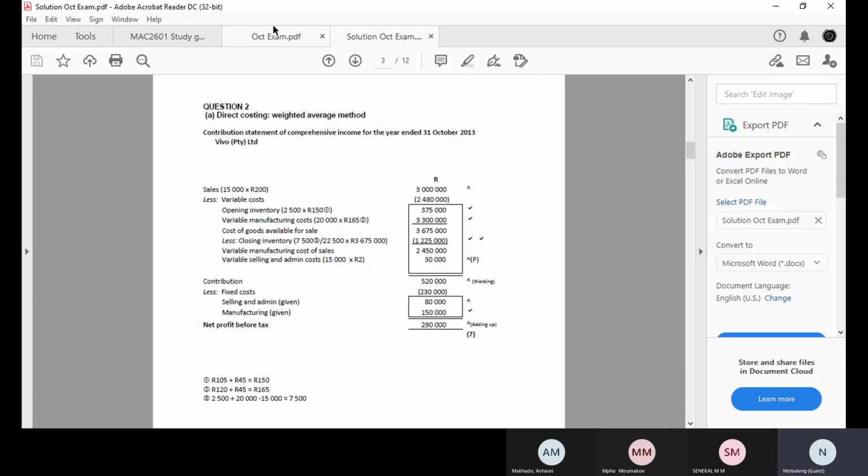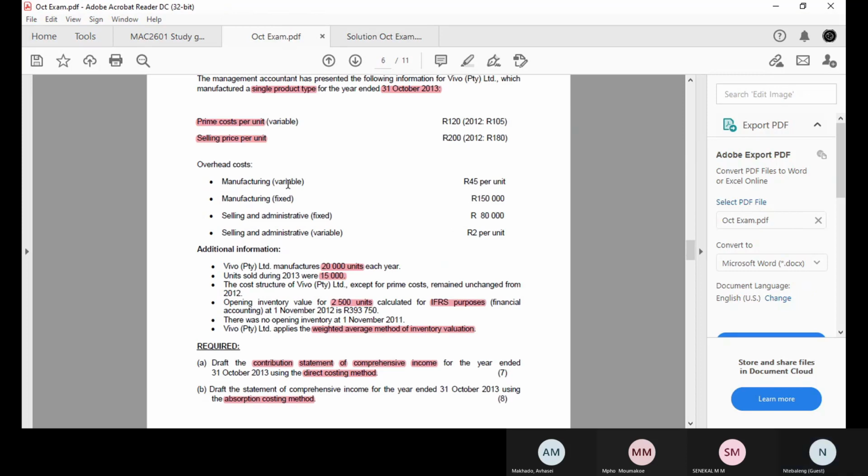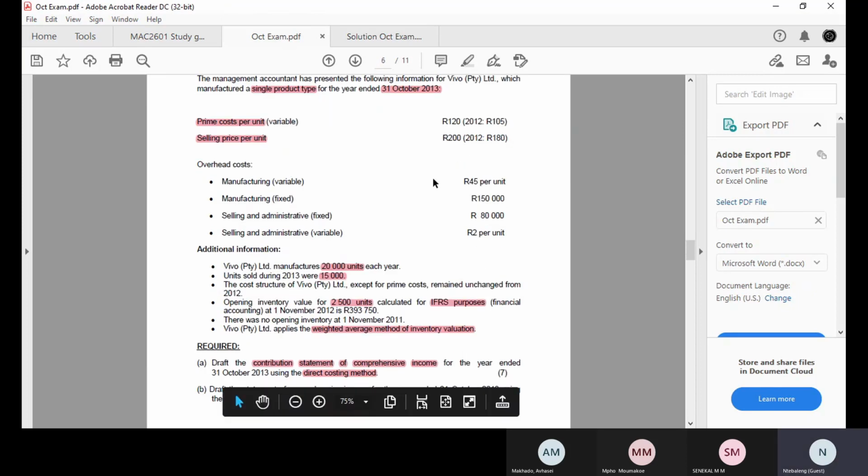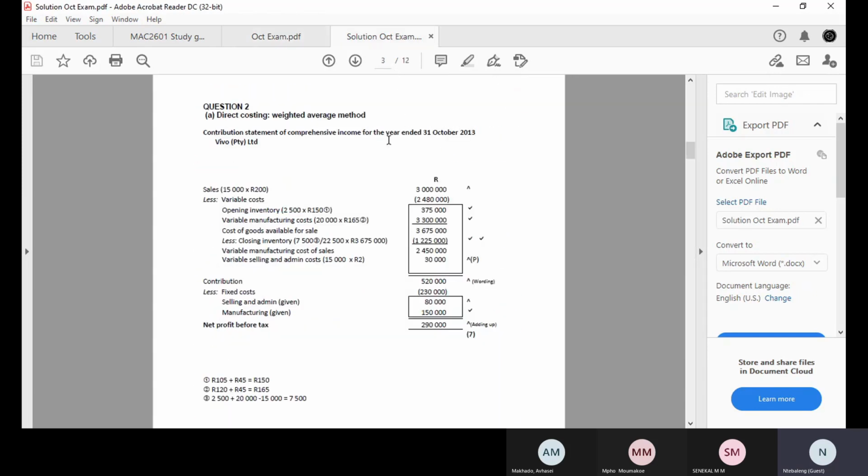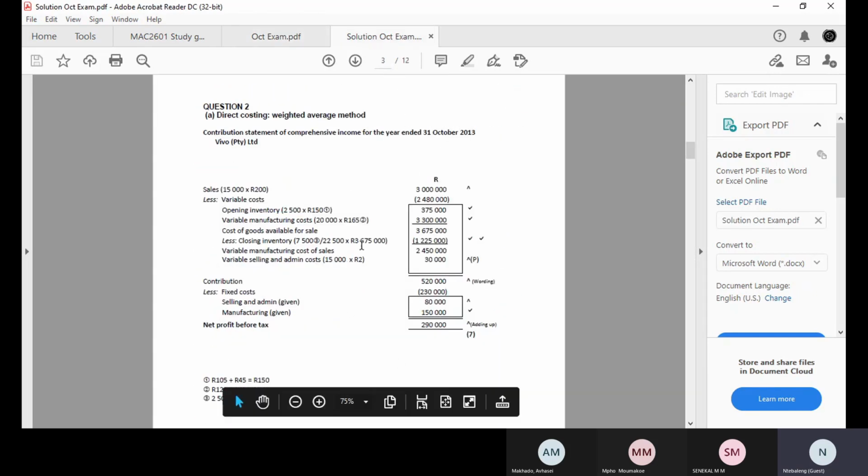Direct costing method. So, I'm looking at the time. Is it fine if I talk you through the solution and then you let me know if you have any questions? Because I'm just looking at the time. That's great. Thanks. Okay, cool.